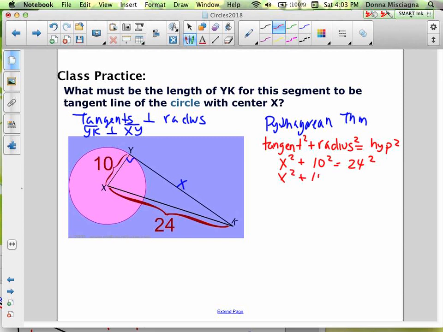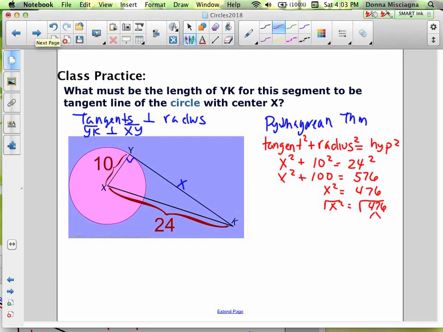10 squared is 100, 24 squared is 576. We just saw that on the other page. Subtract 100 from both sides, so x squared is 476. Now this is not a perfect square. So we'll take a square root of both sides, but we're definitely going to have to simplify the 476. So that's just x. Actually, I'm going to wait to write the x.